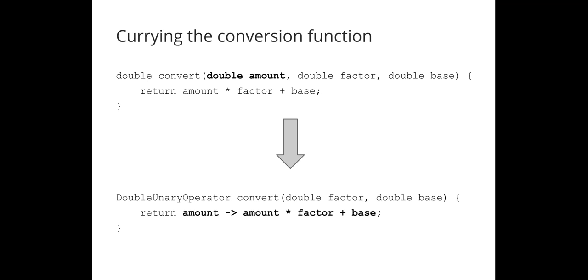So in the currying of the conversion function, what we might want to do is rewrite it. Originally we had one function that took three parameters. Now we're going to take a function that takes the factor and the base, things which are related to a specific type of conversion, and returns a DoubleUnaryOperator. Again, a bit of a fanciful name, but a DoubleUnaryOperator is just a function that takes one double as an argument and returns a double as a result. So the amount is its argument, and it multiplies that amount by the factor and adds the base. So it does just the same thing.